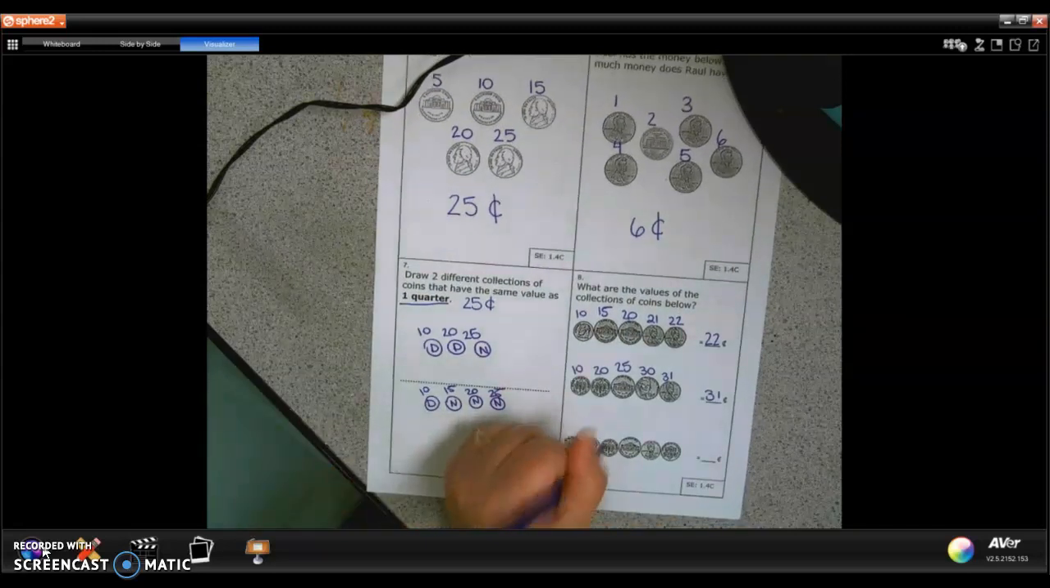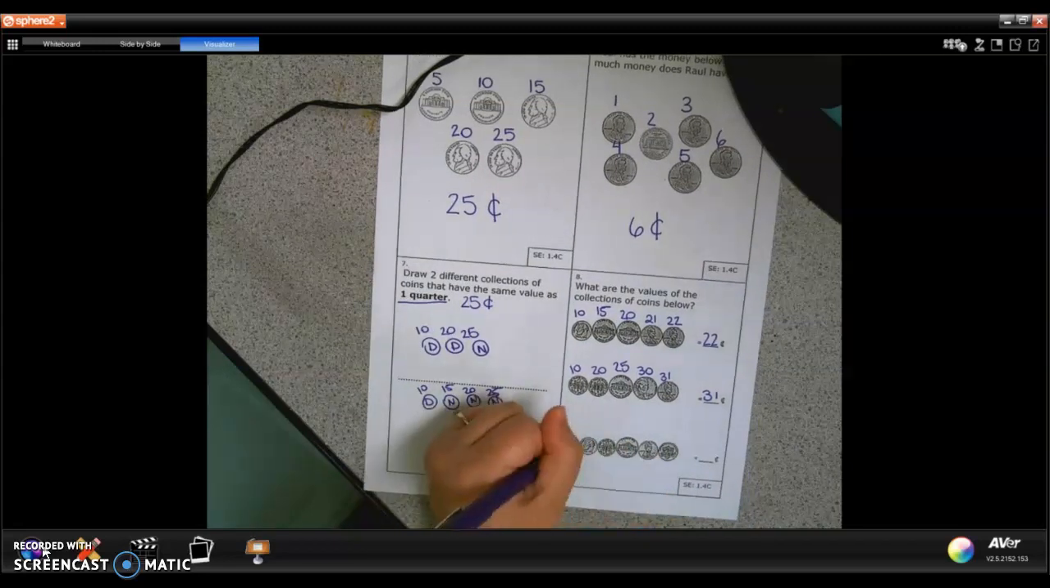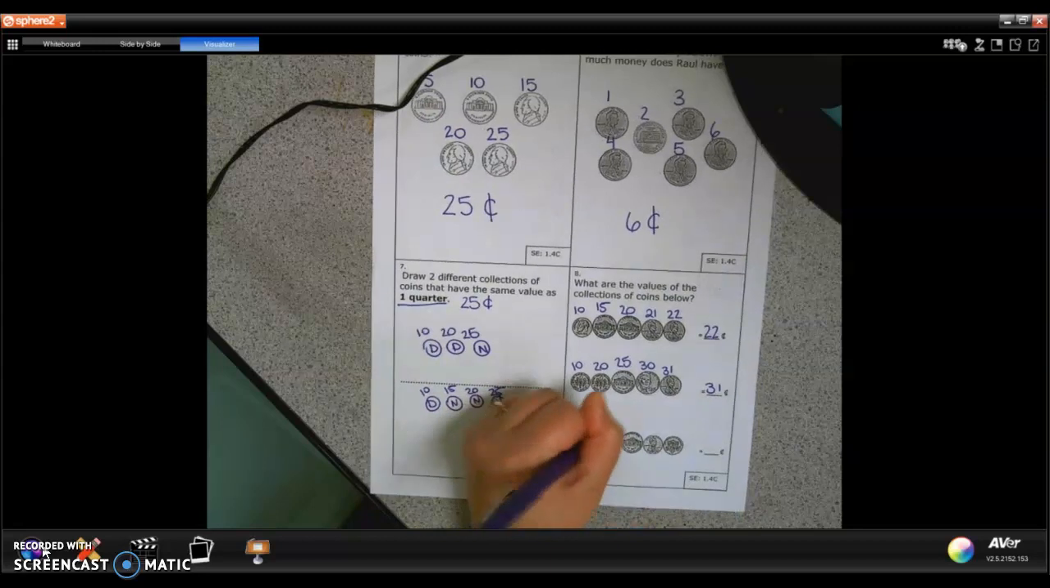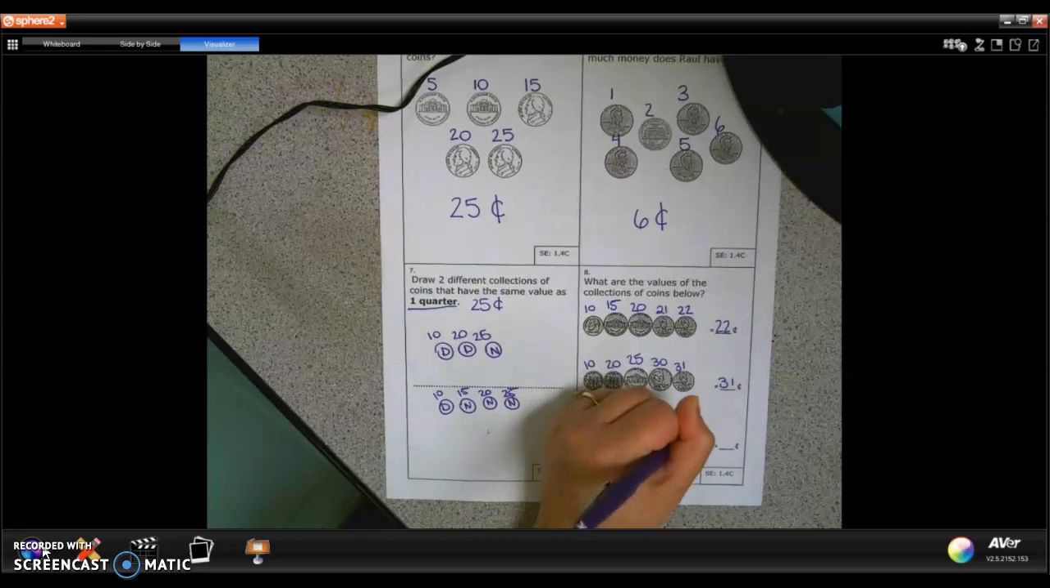And then I see dime, dime, dime, nickel, penny, penny, and this is the new penny. So I'm going to go 10, 20, 30, 35, 36, 37.